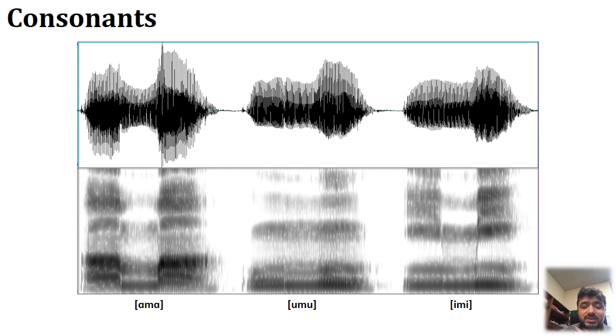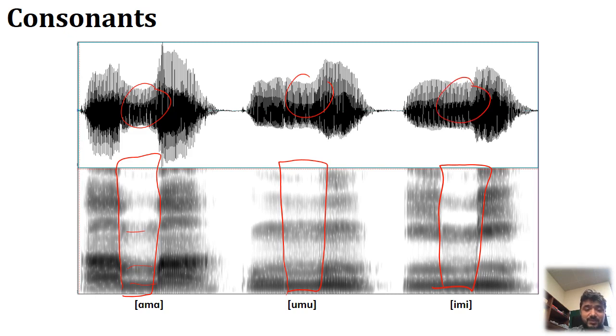Here you see it. So this is amma, umu, immi. So you see that you're getting something here, and this is clearly different. These look like closures, but they're not closures. You have these formants going on, but these formants become lighter and shifted slightly lower. And you also see an energy transition here. All of these indicate that it's a nasal consonant.